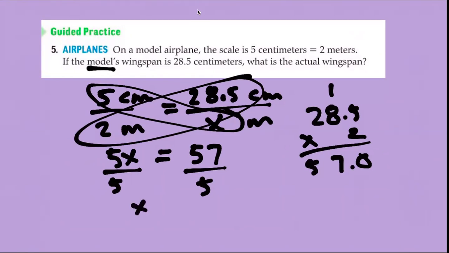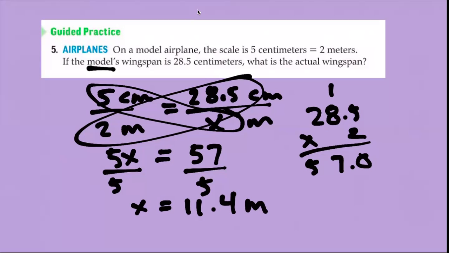Divide both sides by 5, and then you are going to get 11.4. And I know that because 11 goes into 55 5 times, right? So 55 divided by 5 is 11. And then if you have 2 more, that's 2/5, and 2/5 is 4/10. So x equals 11.4 meters, and that is the wingspan of the actual thing.